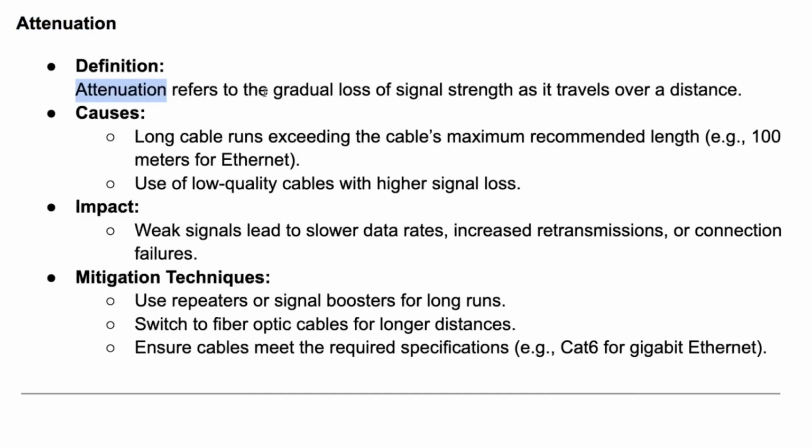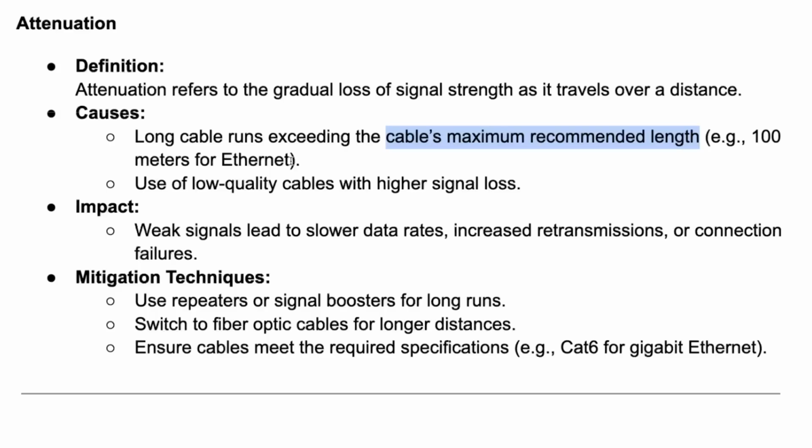Now, attenuation refers to the gradual loss of signal strength as the signal travels over any given distance, right? So the signal attenuates, which is it loses its strength as it travels over whatever the distance is. The cause could be long cable runs exceeding the cable's maximum recommended length. For example, the Ethernet cable has a maximum recommended length of 100 meters, right? And so you have a 300 meter cable running from one point to another, and now this is exceeding the cable's maximum recommended length.